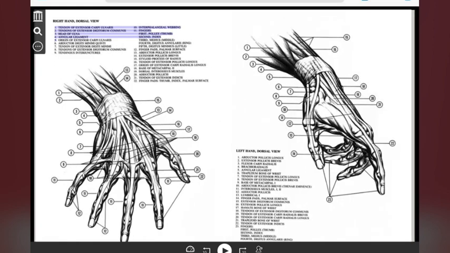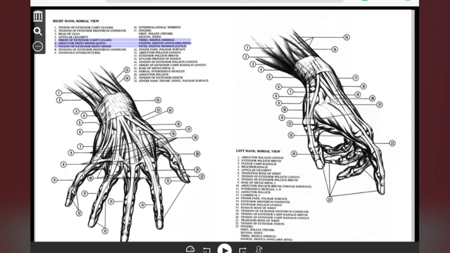1. Tendon of extensor carpi ulnaris. 10. Interphalangeal webbing. 2. Tendons of extensor digitorum communis. 11. Fingers. 3. Head of ulna. First, pollex, thumb. 4. Annular ligament. Second, index. 5. Origin of extensor carpi ulnaris. Third, medius, middle.